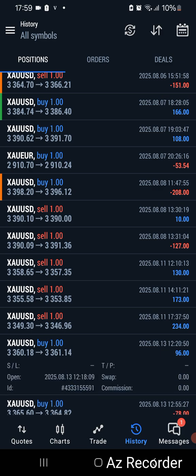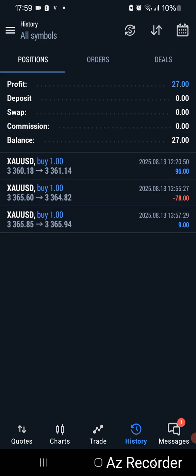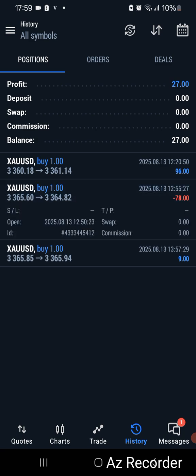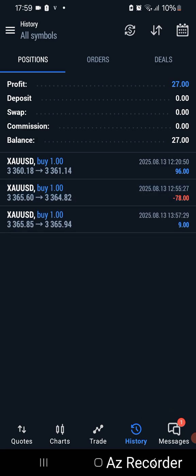Yeah, this was my trading for today. I made a profit of 27 rands. It could have been more if I hadn't lost some money over here. But hey, who says you always win in this market? As you can see, I made a profit of 96, then 78, then 9 rands. Today was a stressful trading day for me. I won't lie, I wasn't mentally in the game, so I didn't perform very well.